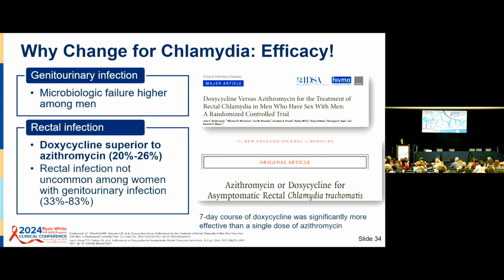So why the change? For chlamydia, really, it's about the efficacy. We know that there were several trials that showed the microbiologic superiority of doxycycline over azithromycin, especially in rectal infection. These are two studies in CID and the New England Journal that showed that doxycycline was 20 to 26% superior to azithromycin, especially in eradicating chlamydial infection in the rectum.